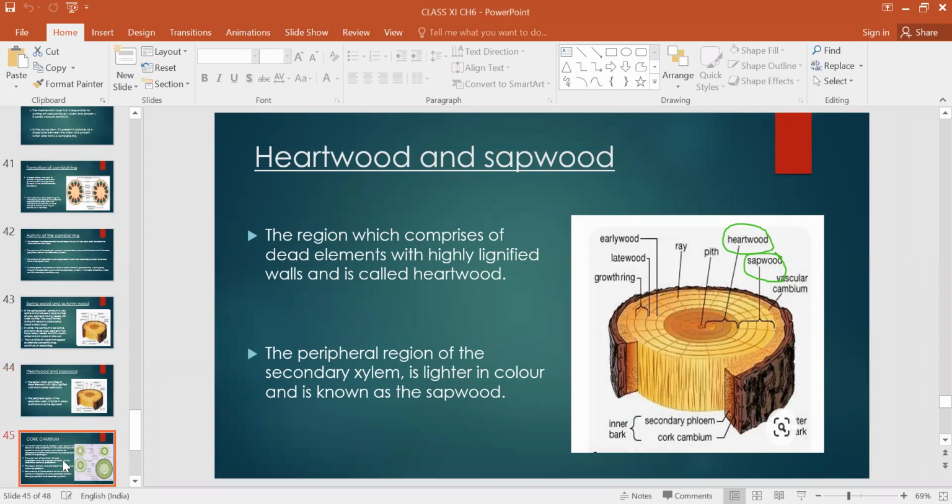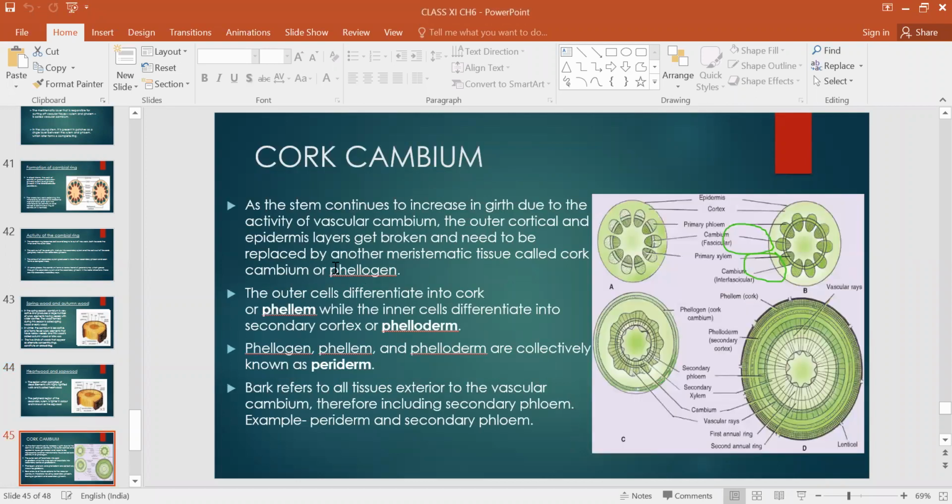Now let us talk about cork cambium. What is cork cambium? As the stem continues to increase in girth, because the vascular cambium is active and cuts out xylem and phloem, more xylem is formed on the inner side, so it puts a pressure on the outer side. The outer cortical and the epidermal layers break and need to be replaced by another meristematic tissue, which is known as cork cambium or phellogen.